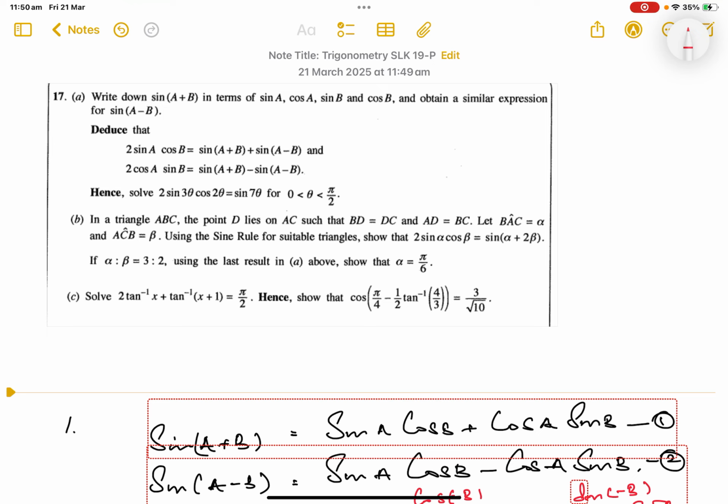In a triangle ABC, the point D lies on AC such that BD equals DC and AD equals BC. Let angle BAC be alpha, angle ACB be beta. Using the sine rule for suitable triangles, show that 2 sine alpha cos beta equals sine alpha plus 2 beta. Let's do that first.